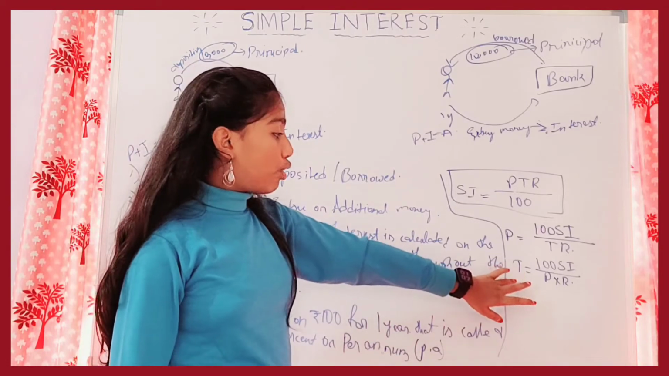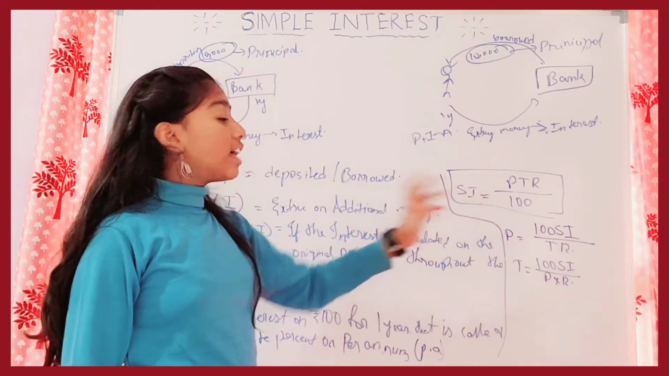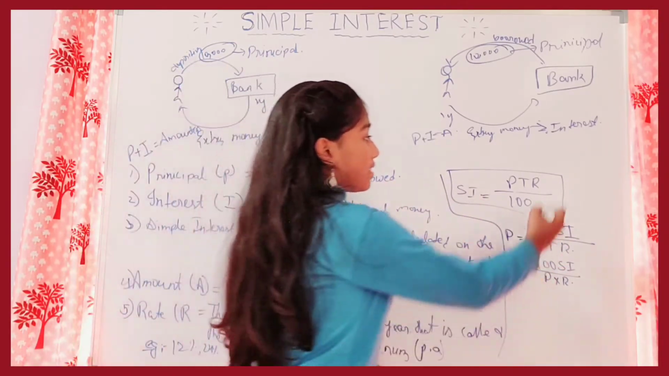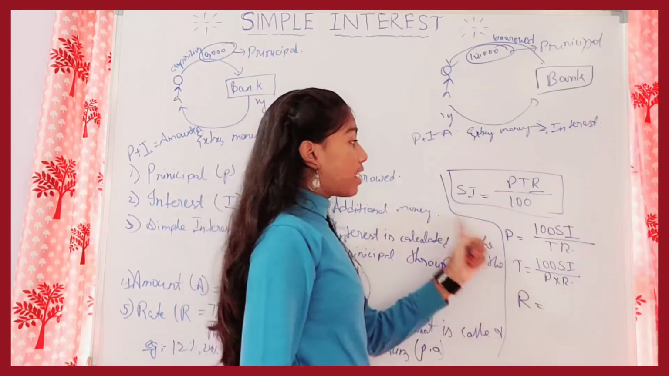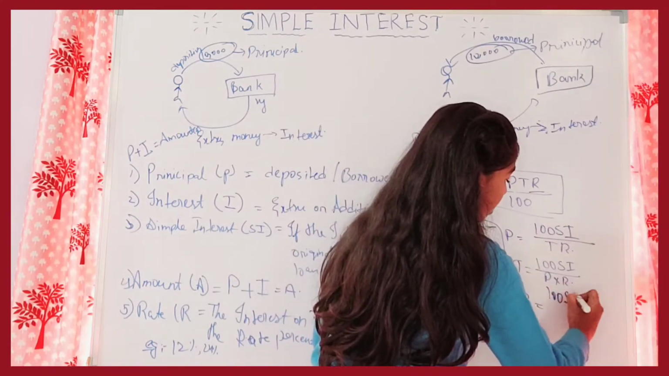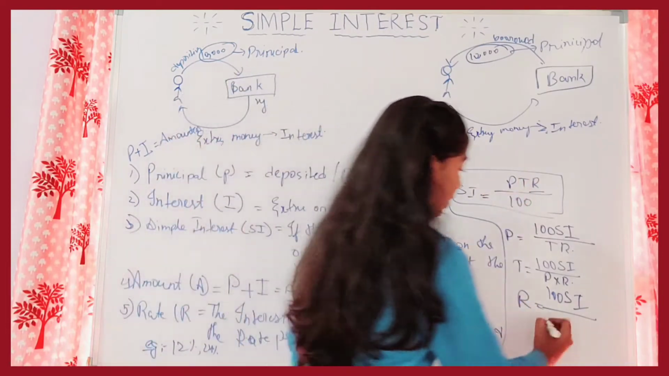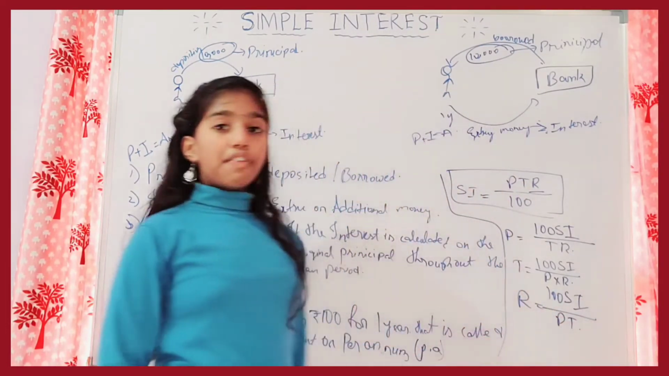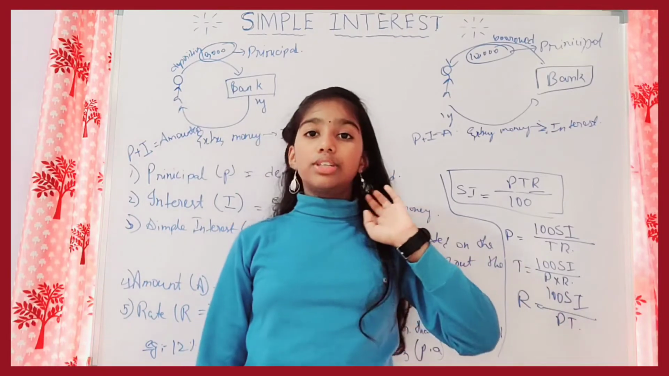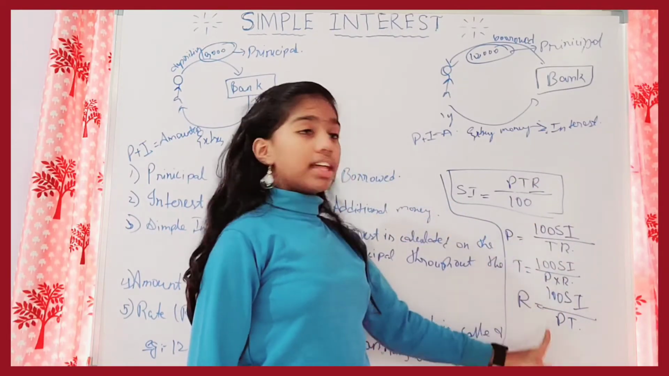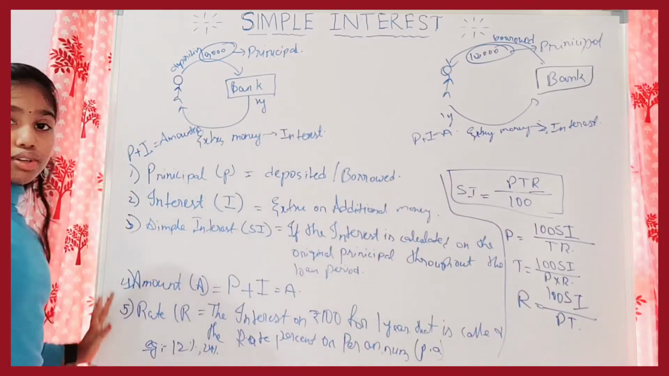If we don't know T, then this is the formula, and if we don't know the principal, then this is the formula. And if we don't know the rate, then what is the formula? Rate is equal to 100 SI by what is remaining? P into T. So the formula for finding the rate is 100 SI by PT, or P into T. These three are the helping formulas, and this is the main formula that you have to remember, and these are the terms of simple interest.